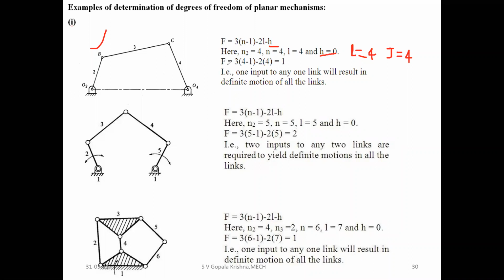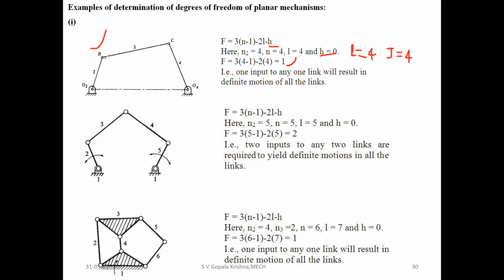Now substitute the values in our equation. 3 into (4 minus 1) minus 2 into 4. How much? 1. So when we have 1 degree of freedom, it may also be a mechanism, used to transmit motion from one form to another.